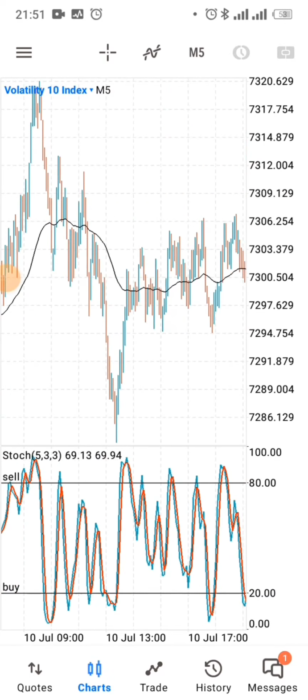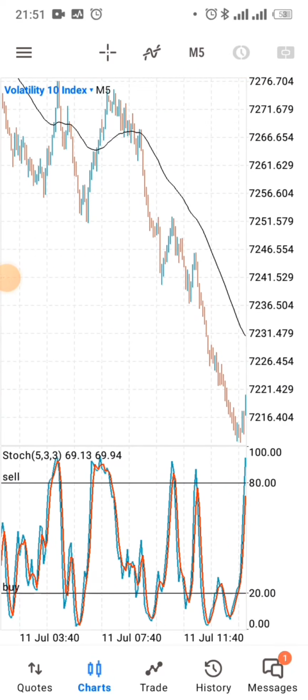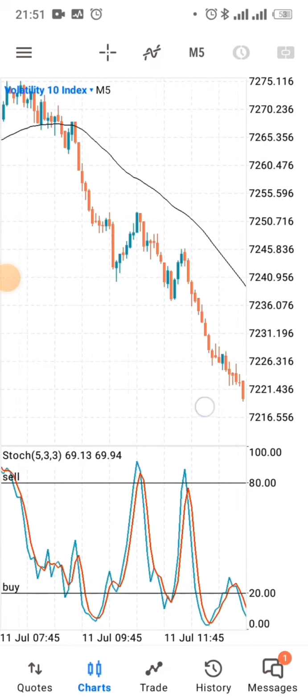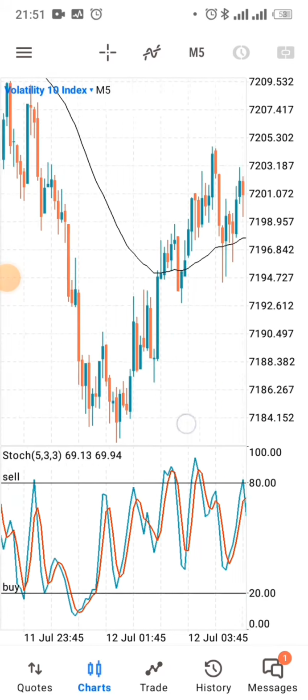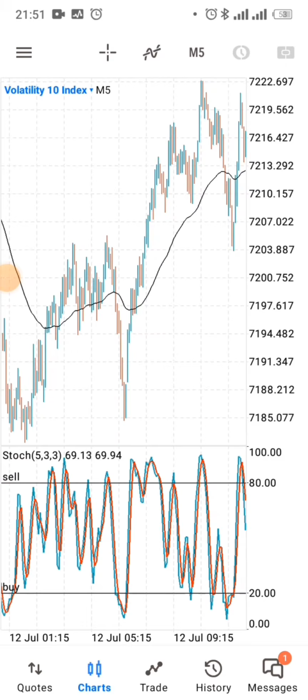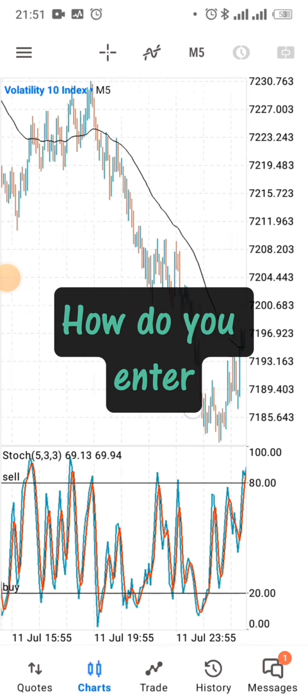Then for the stochastics, what are we going to be looking at? The stochastic is what we're going to be using for our entries. The 50 moving average, you can also use it for entries, but it's not strictly for scalping. This video is for scalping only, that's why we're going to be using the stochastic indicator. You can use this on the 1 minute time frame, the 5 minute, even the 15 to a certain extent.